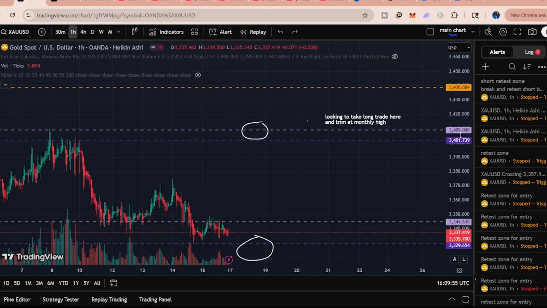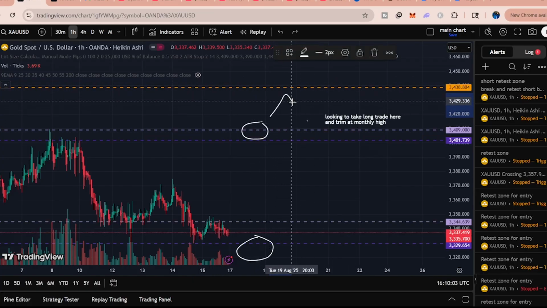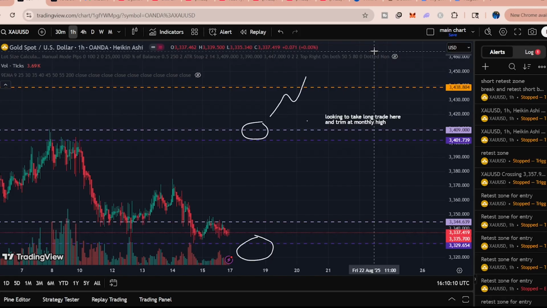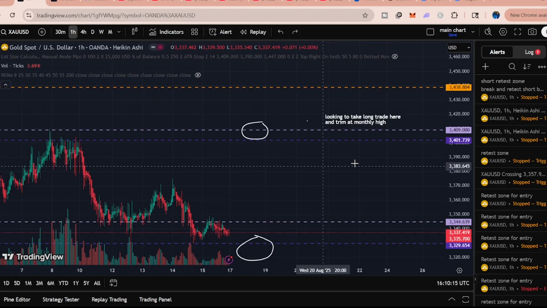So the key thing with me is, instead of predicting, let me just use the probabilities of the fact that this is a monthly level. Price most likely is going to get close, or it may hit the level, or it may go a little bit above. But to play it safe, we're going to set our stops for a long trade here at the monthly, right? Cool, that's that. And then now for the next level, right?